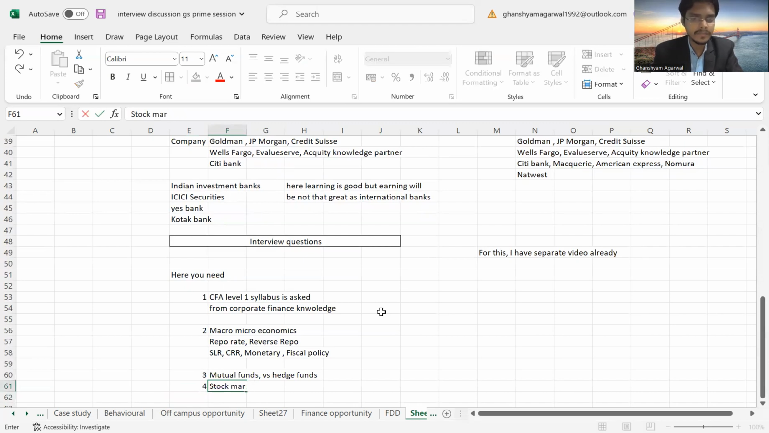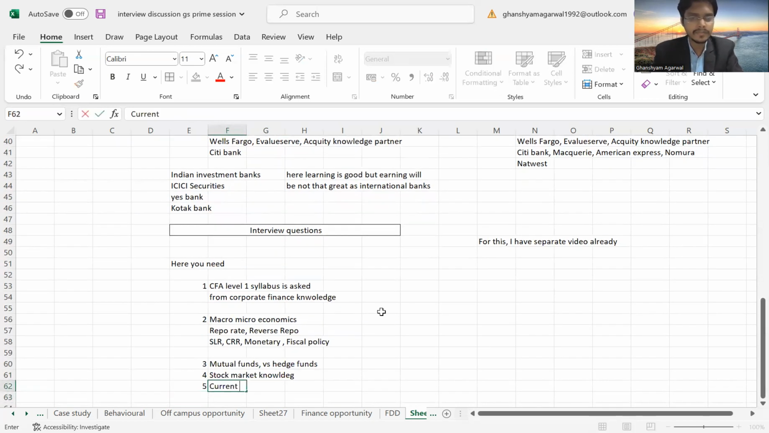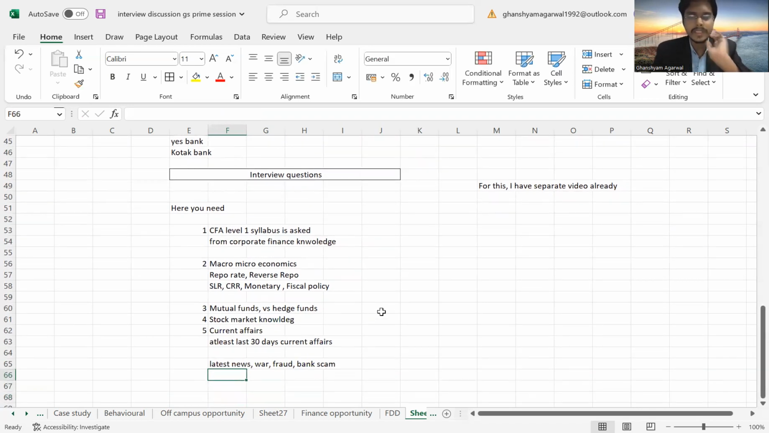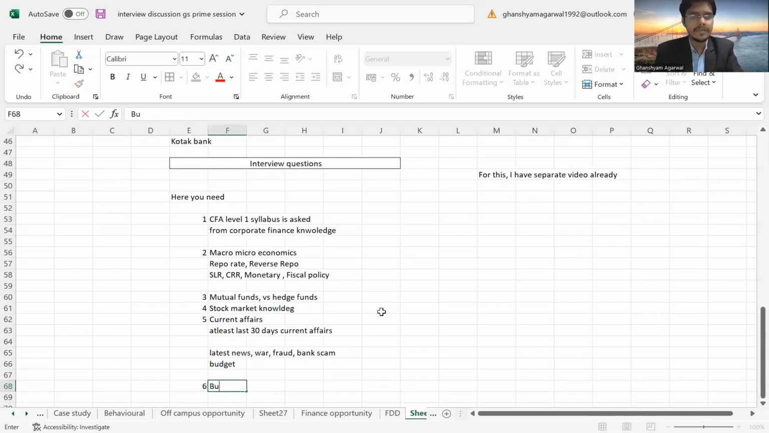Then they may check your industry knowledge, stock market knowledge, and current affairs, at least the last 30 days. You should be well updated, whether it is a budget or anything, frauds, the latest news, war, bank scams, whatever it is. You should be very well aware of budgets, everything. Then they take your business knowledge as well, industry knowledge.